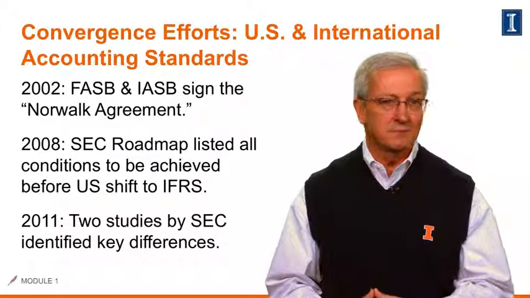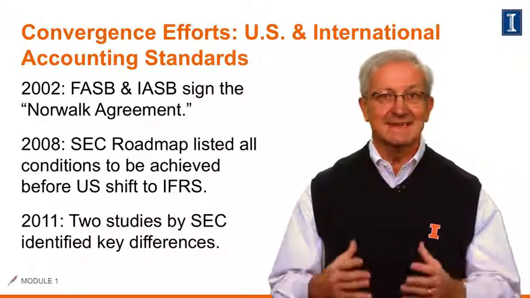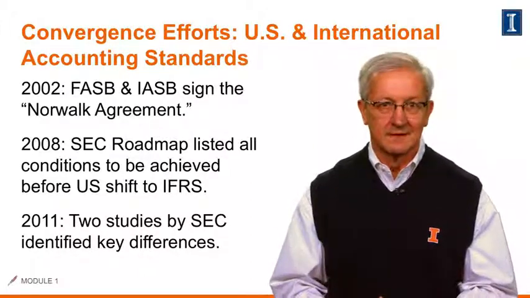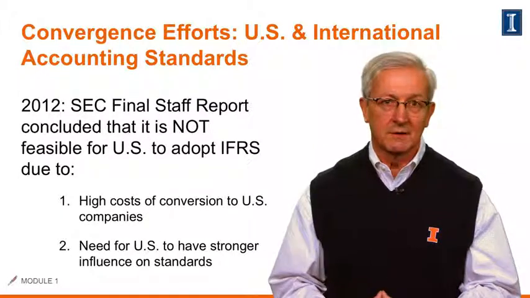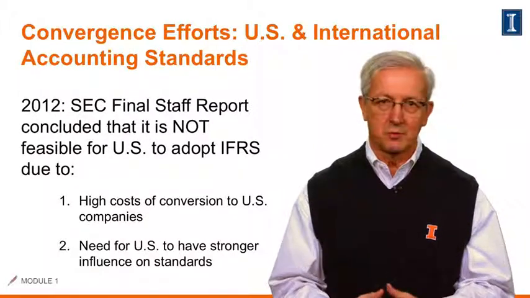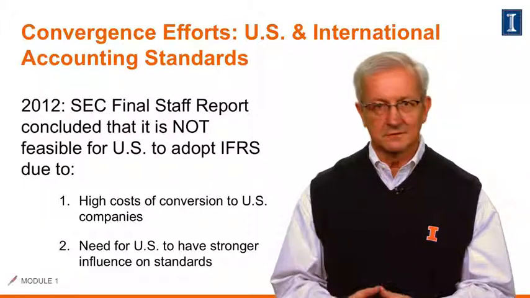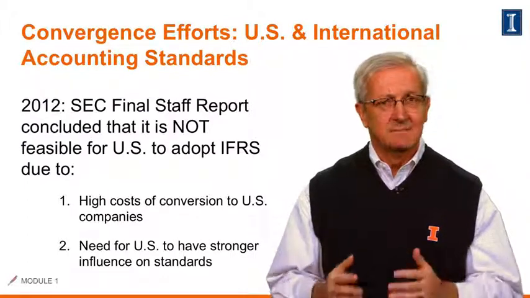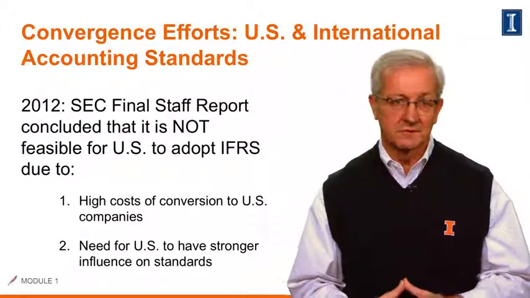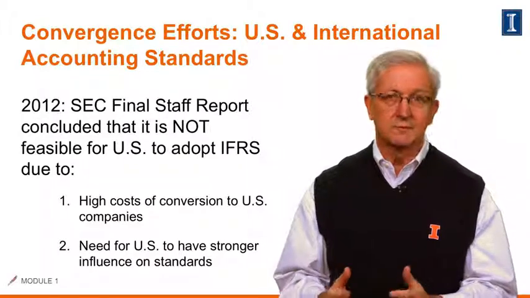Unfortunately, 3 years later, more studies came out that identified key differences in these two sets of standards. And then finally, a year later in 2012, the SEC issued its final report, where it reached the following conclusion, and unfortunately not a good one. Basically, it's not feasible for the U.S. to adopt IFRS due to 2 reasons.